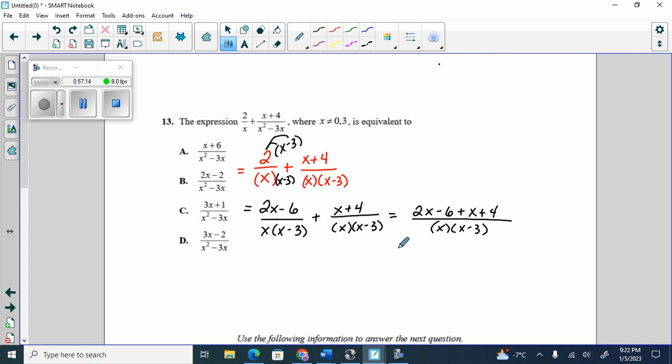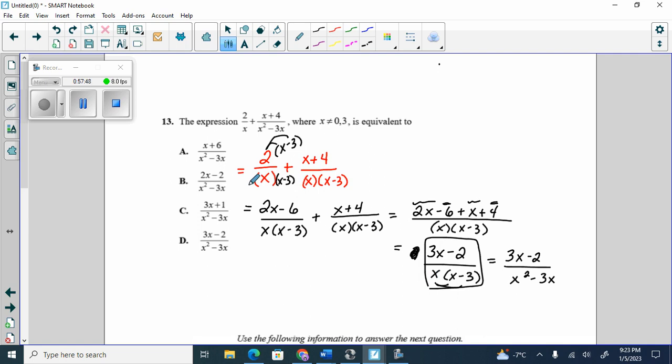If with subtraction, we have to make sure we distribute. And so we get 2x plus x is 3x, minus 6 plus 4 is minus 2, all over x, x minus 3, which is the best simplified form, but it looks like they distributed them back together. So they got 3x minus 2 over x squared minus 3x. I would personally stop here, like I said yesterday, which is D.